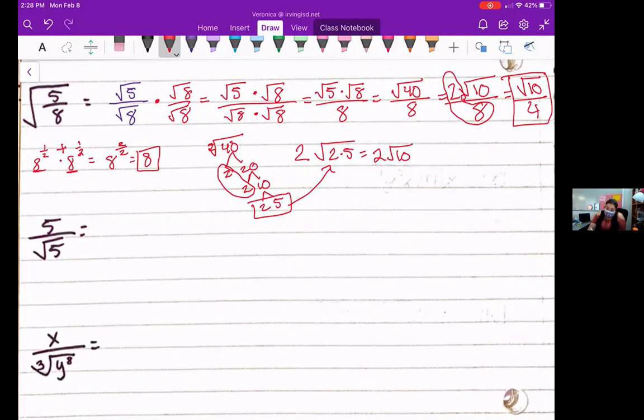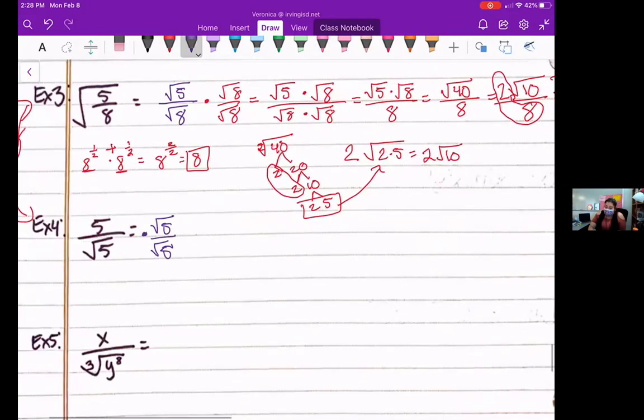Okay, so we have 5 over the square root of 5. So I'm going to multiply both of them by the square root of 5. And again, we saw from up here what happens, right? You're going to end up with 5 to the power of 1/2 times 5 to the power of 1/2. You add their exponents, you end up with 2 over 2. 2 over 2 is 1.